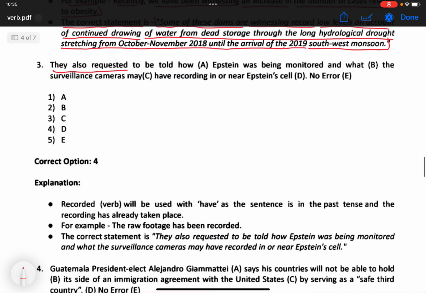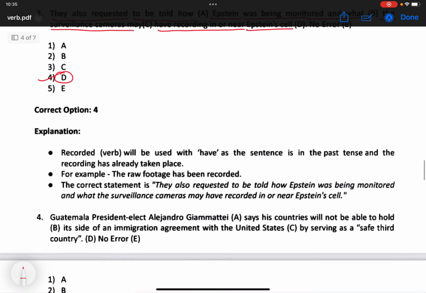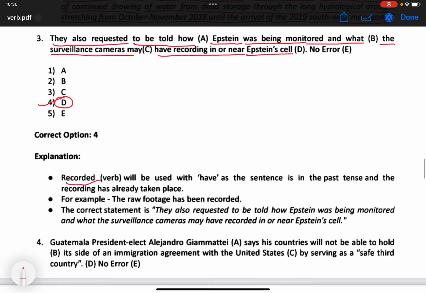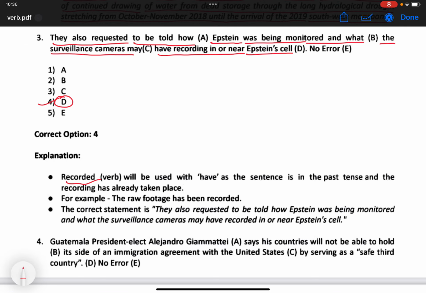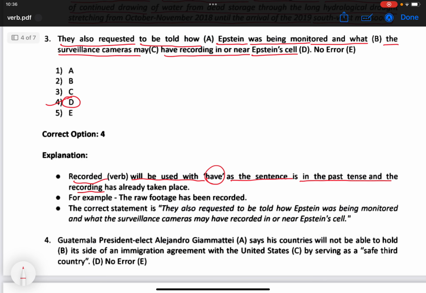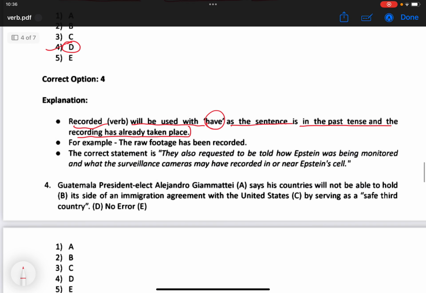They also requested to be told how Epstein was being monitored and what the surveillance cameras may have recording in or near Epstein's cells. क्या आ जाएगा? D ऑप्शन इसका गलत हो जाएगा. क्यों हो जाएगा? जो रिकॉर्डेड वर्ब है, will be used with have, as the sentence is in the past tense and the recording has already taken place. The raw footage has been recorded.